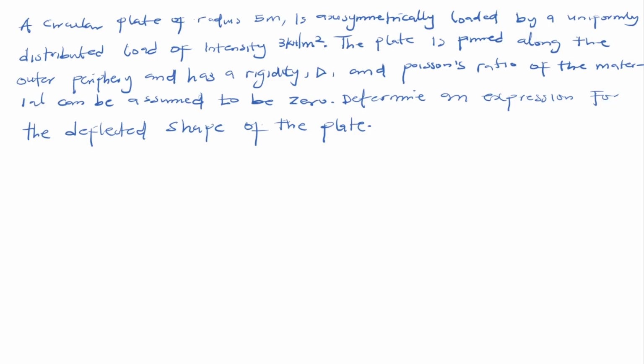The question before us says a circular plate of radius 5 meters is asymmetrically loaded by a uniformly distributed load of intensity 3 kilonewton per meter square. The plate is pinned along the outer periphery and has a rigidity D, and the Poisson's ratio of the material can be assumed to be zero. It says you determine an expression for the deflected shape of the plate.